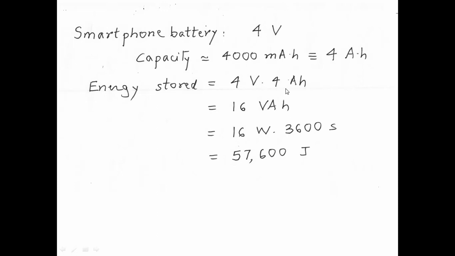What this is also telling us is that this battery can supply 4 amperes of current for 1 hour of operation. So if the application one is using needs 4 amperes, the battery lasts for 1 hour. And if the application needs say 200 milliamperes, then this battery will last for 20 hours.